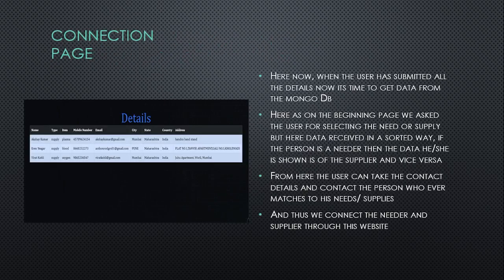Then we have the connection page, which is the final page where we get connected to the people. Now that the user has submitted all the details, it's time to get data from MongoDB. Here, as on the beginning page, we ask the user to select need or supply, but here data is received in a sorted way. If the person is a needer, then the data shown is of the suppliers, and vice versa. From here the user can take the contact details and contact the matching person, and thus we connect the needer and supplier through this website.